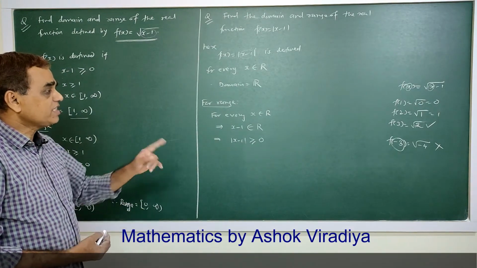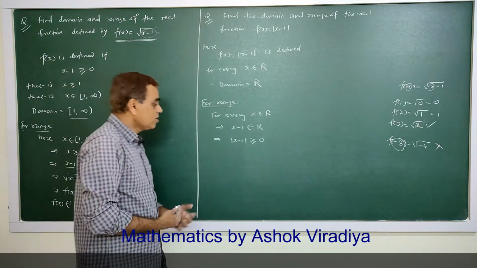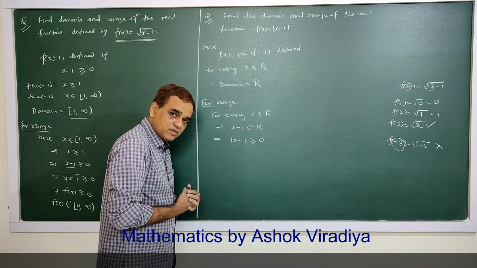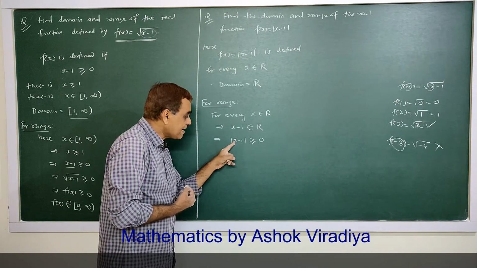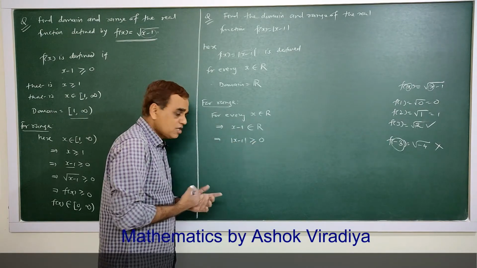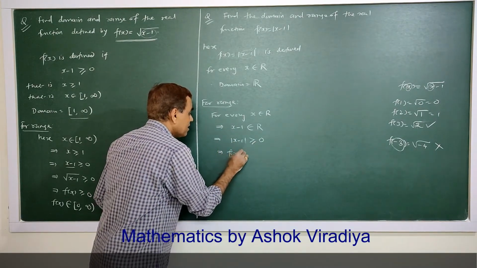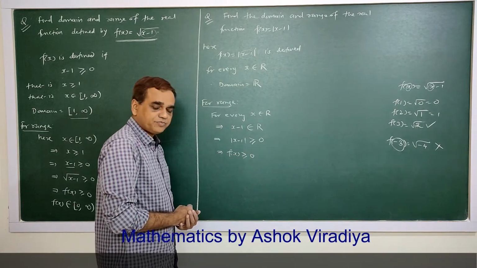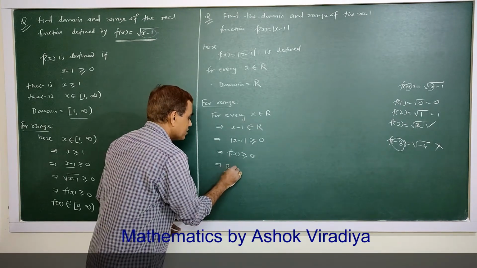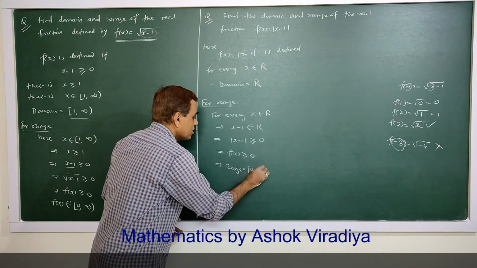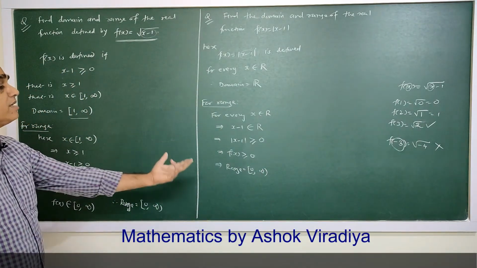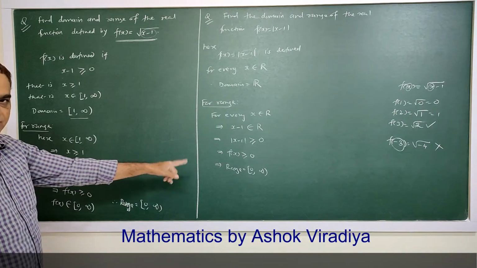Modulus of x minus 1 is more than or equal to 0. So if you keep x equal to 1, then its value will be 0. And for any number x except 1, its modulus will be positive. So that means here f(x) is more than or equal to 0. So that means range is [0, infinity), the set of non-negative real numbers. That is its range.